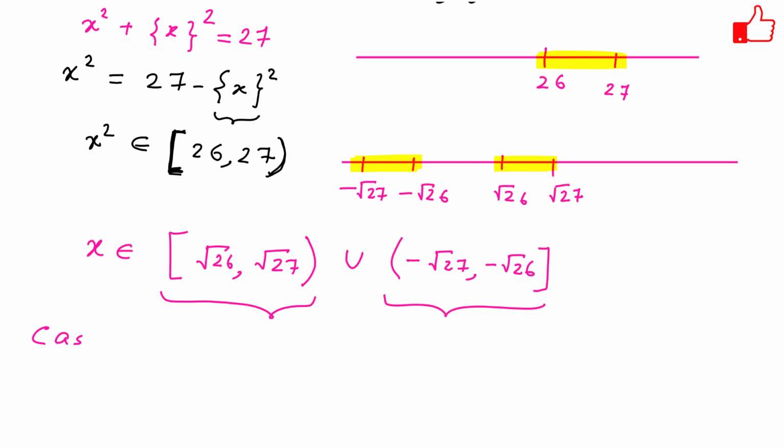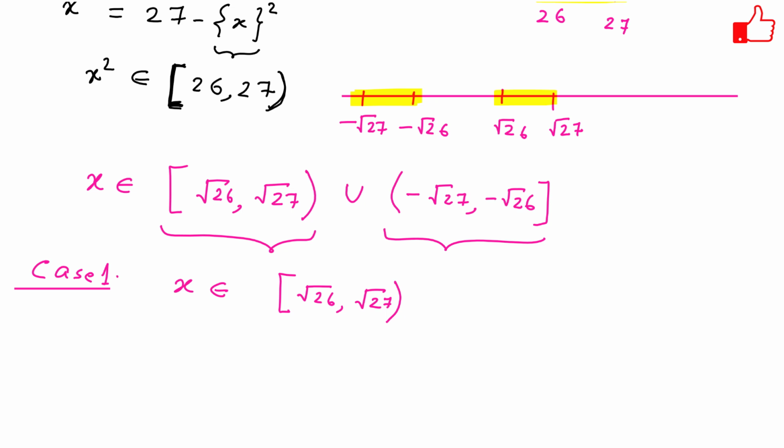Case 1: when x lies between square root 26 and square root 27. Now see, this number is greater than 5 because the square root of 25 is 5. So this is greater than 5, but we can say this is less than 6. So now I can say that in this case x lies between 5 and 6.